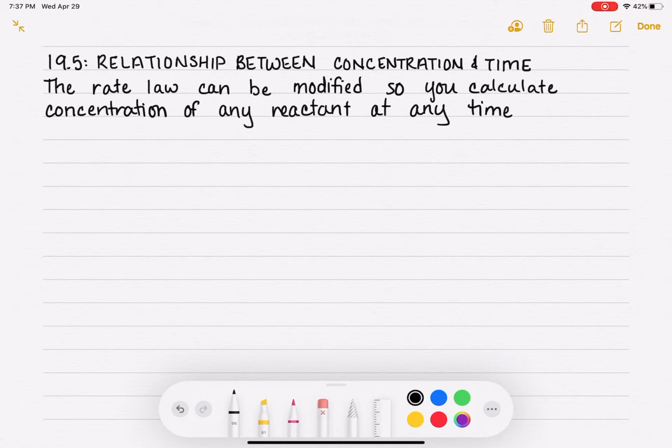And we're going to go through this modification of the rate laws one at a time for three different orders of reactions. So we're going to start with the first order reaction. We're also going to do a second order reaction and a 0th order reaction.